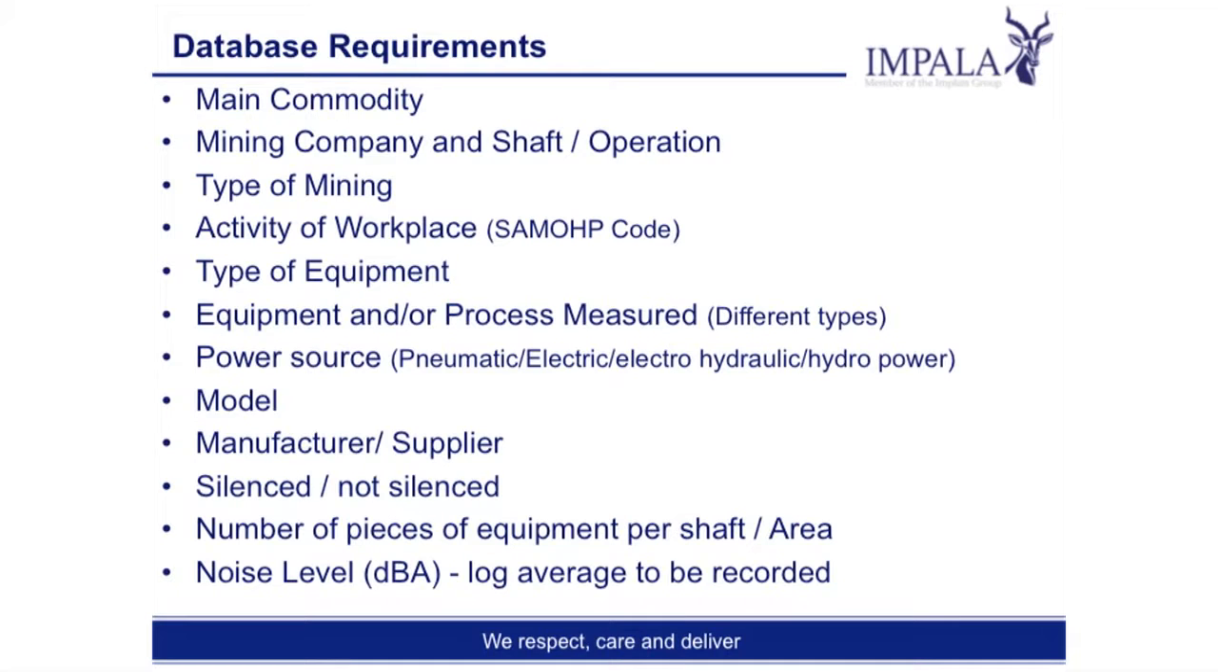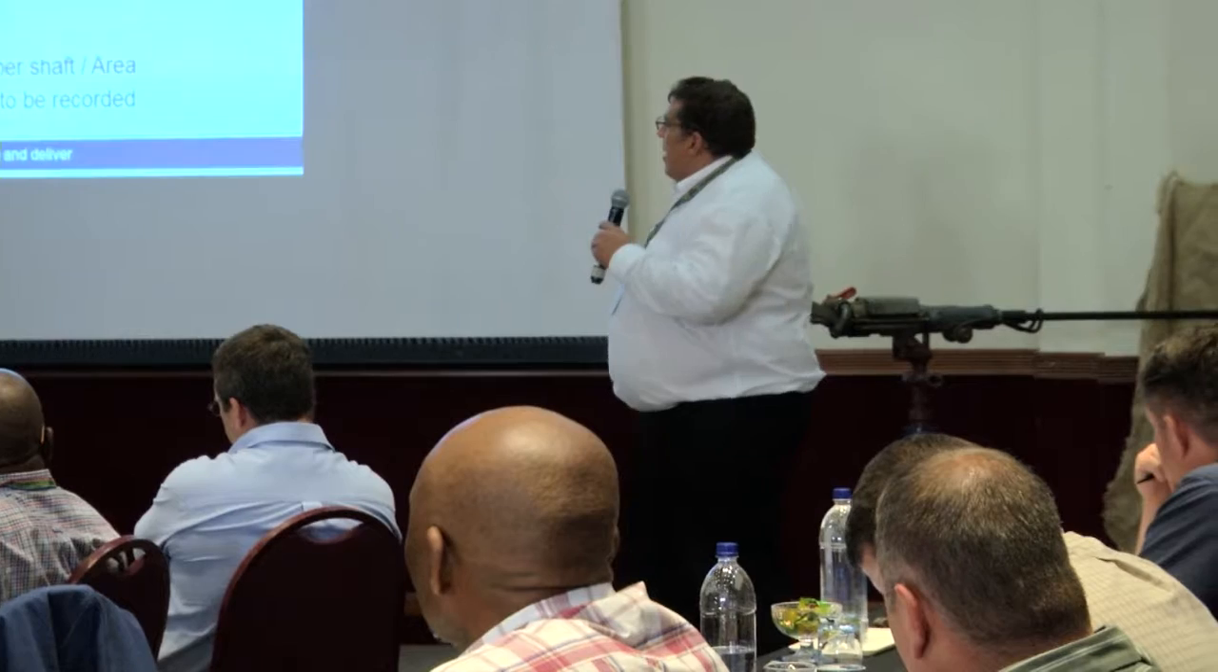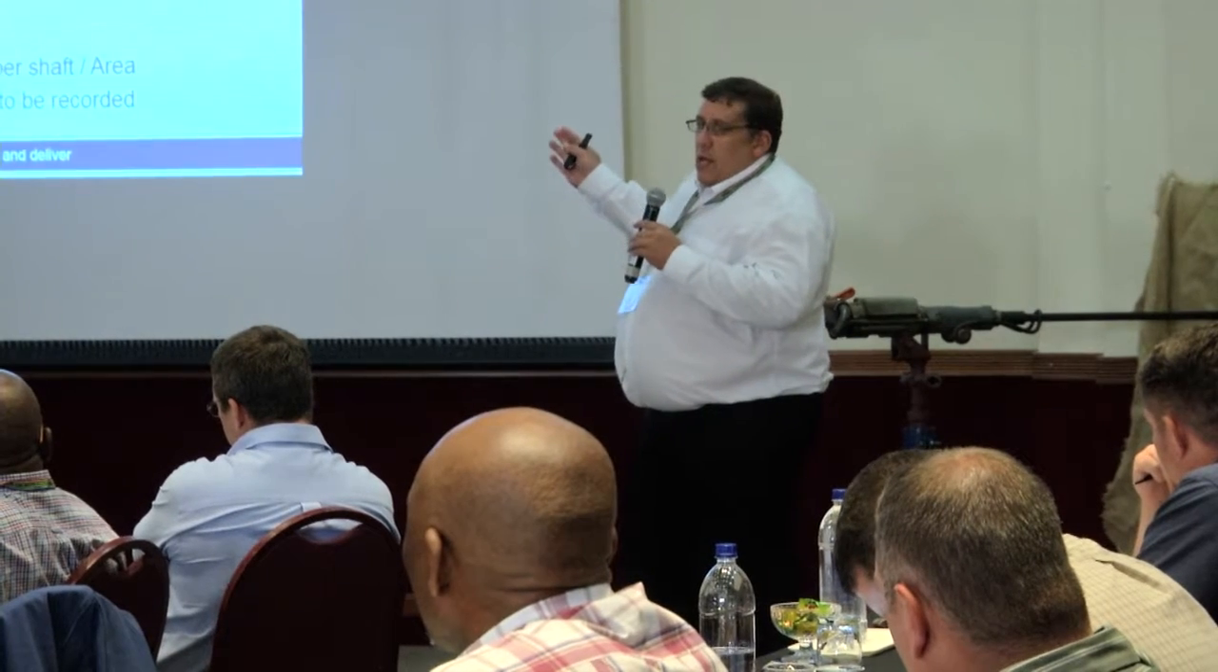We said initially that we would like the following minimum requirements. We had a look at the main commodity. For example, we know that there are platinum mines producing platinum, gold mines producing gold, coal, and so on. So we said let us report on the different shafts. What we would like to do is create a database, a baseline, and say that from this baseline, this is where industry actually is.